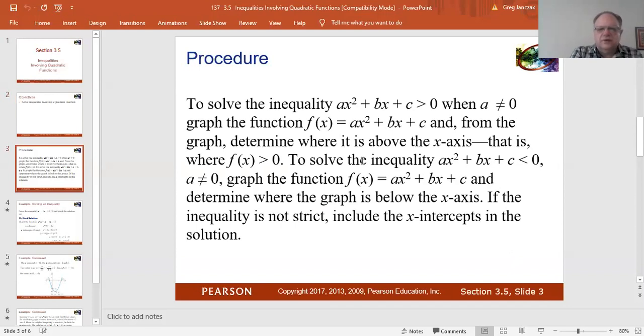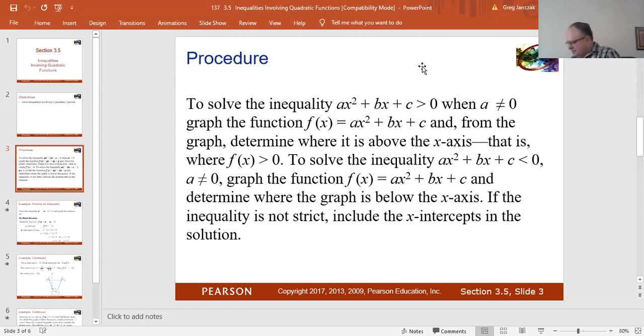Okay, to solve an inequality such as ax squared plus bx plus c is greater than 0, we determine where it's above the x-axis. If x squared is positive, it opens up. If x squared is negative, it opens down, and so on. If the quadratic expression is greater than 0, you're looking at what part of the graph is going to be above the x-axis.